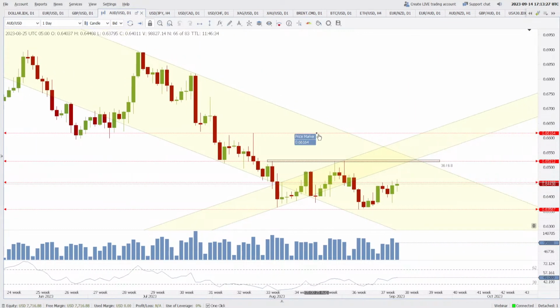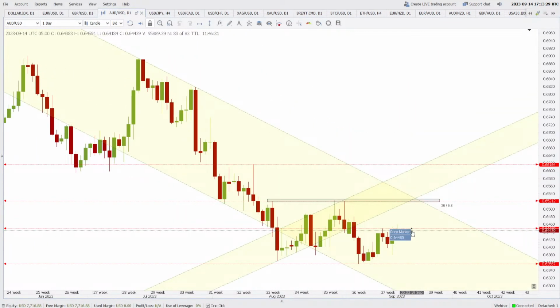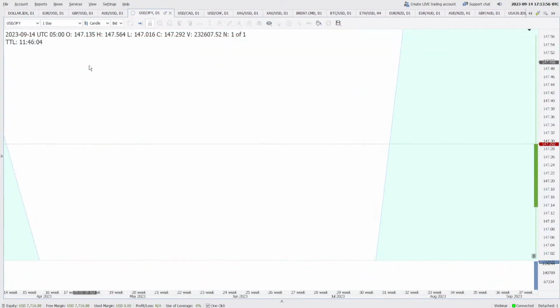Australian dollar here is rising but is finding good resistance at the 0.6448 area, but I'm still expecting higher prices in this market. Around 0.6521 is what is expected in the Australian dollar in the coming time. Right now the price is trading at the resistance, that is 0.6448. On the lower side you can expect support around 0.6356 in the Australian dollar.